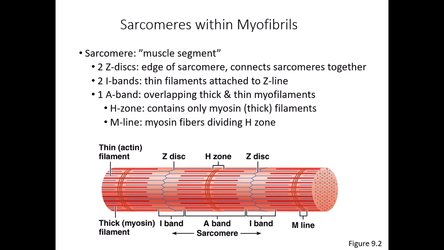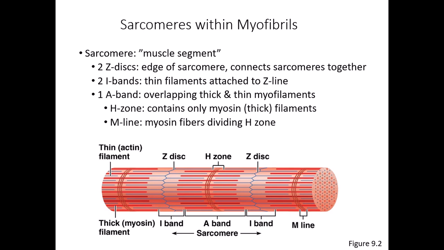And then you have an A band, which is where overlapping thick and thin filaments are. Basically, it's the length of the thick filament, the darker red running at the center of that sarcomere. That is your A band, but parts of it on the edges are overlapping thin filaments as well. So the A band is where thick and thin filaments overlap.